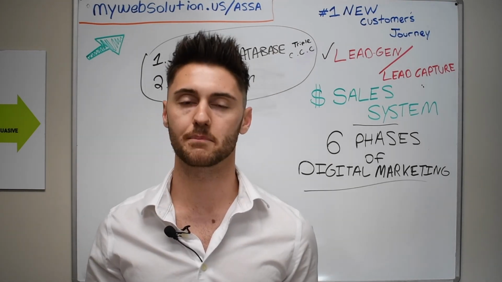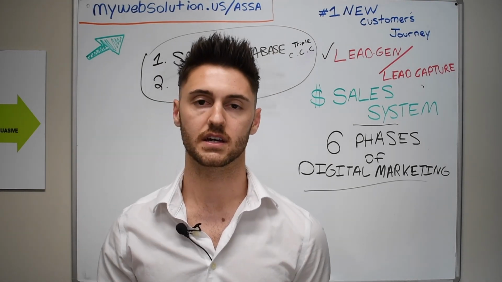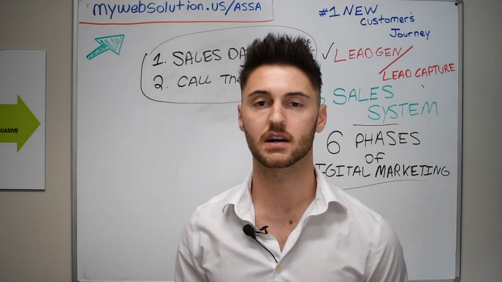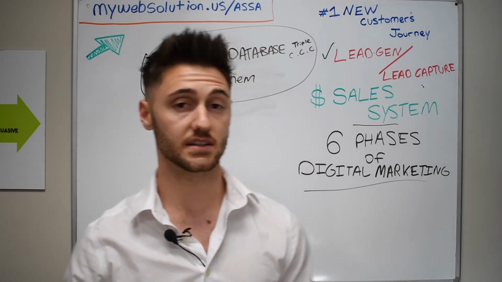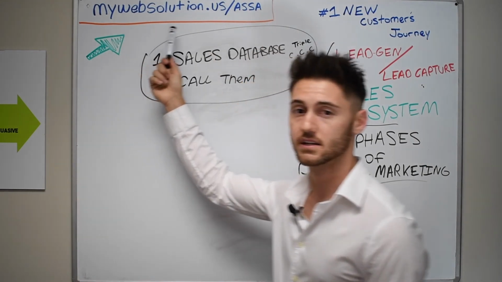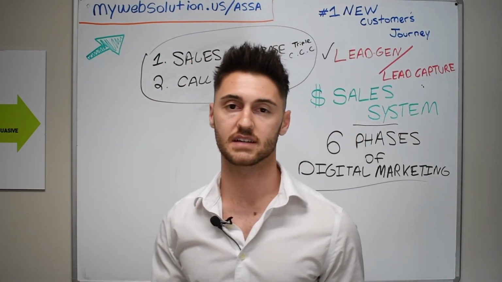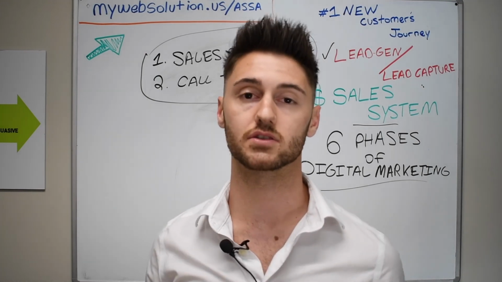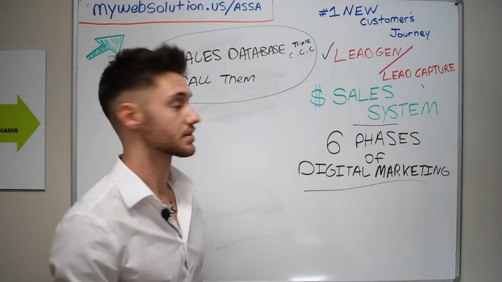In every single campaign, there are 6 phases. And once again, this was created by Xander Arthur. I want to give a lot of homage to him because he's really a genius with this stuff. Xander Arthur, that's with a Z. You can always look at it right here at mywebsolution.us/ASSA, and that's for Australian Swim School Association, okay?